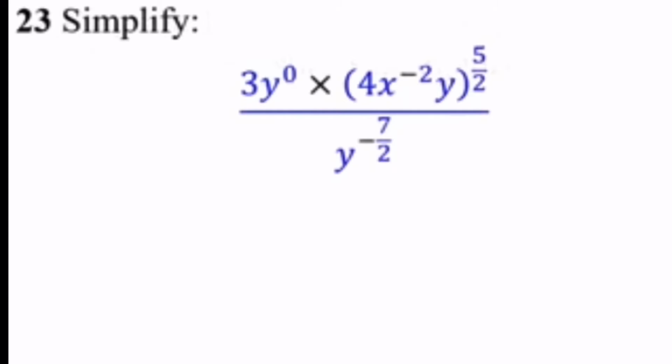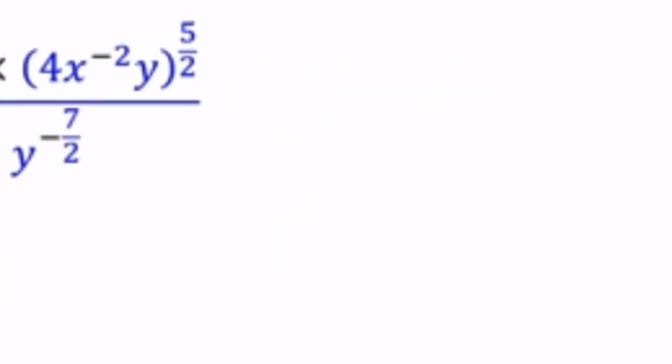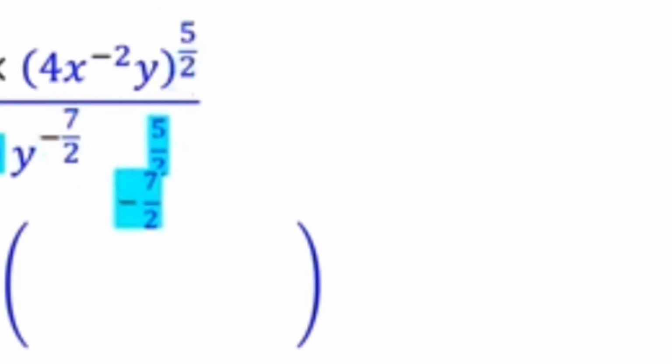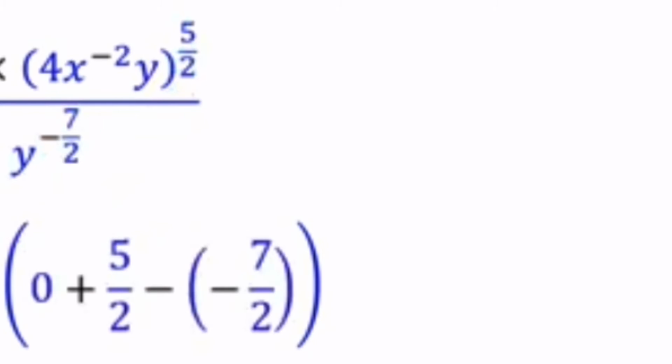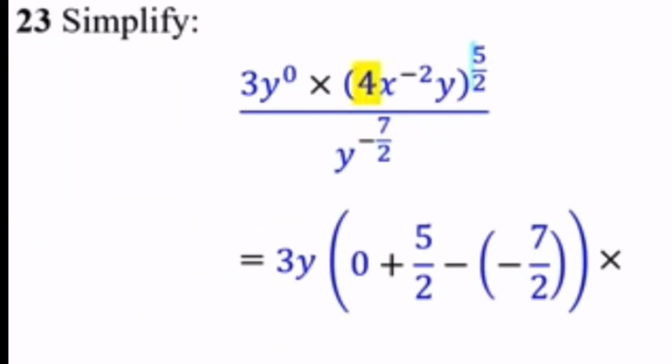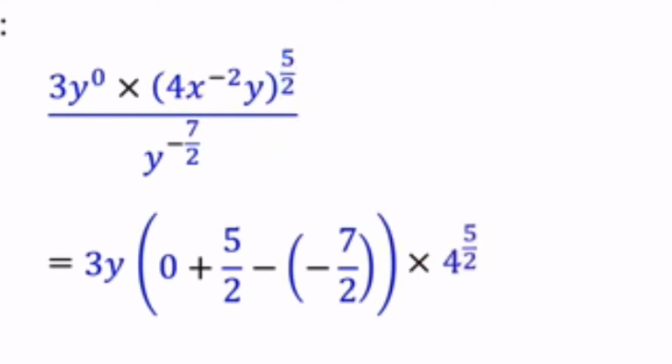So next we will discuss question 23, which is an index number. So we are having 3y power 0, y is a base. So we will focus on the power of y, the index of the y, and then we will add the power. So 0 plus 5 over 2 minus negative 7 over 2. And then we will focus on the number 4 to the power of 1 times 5 over 2. And then now we will focus on the x, which is x negative 2 times 5 over 2.